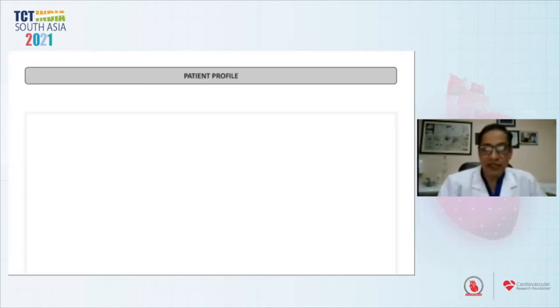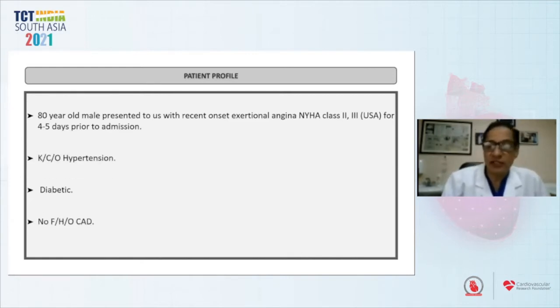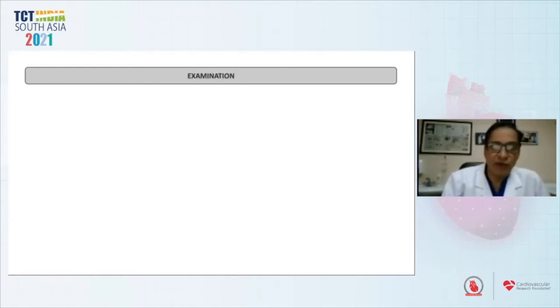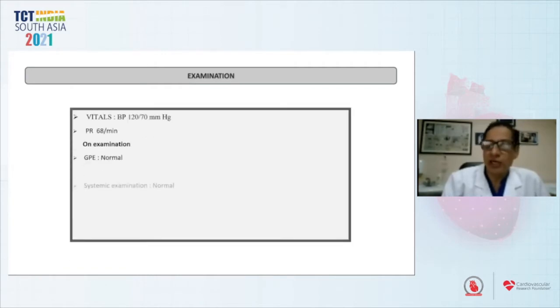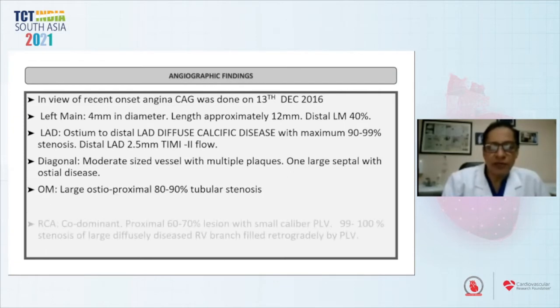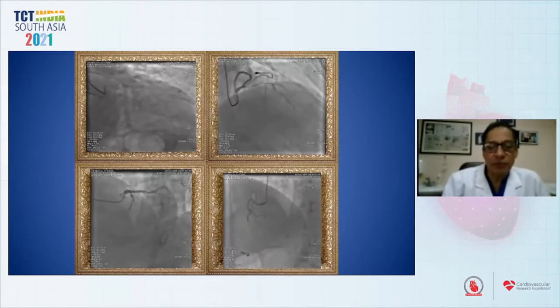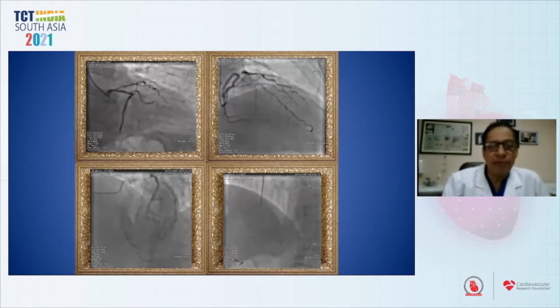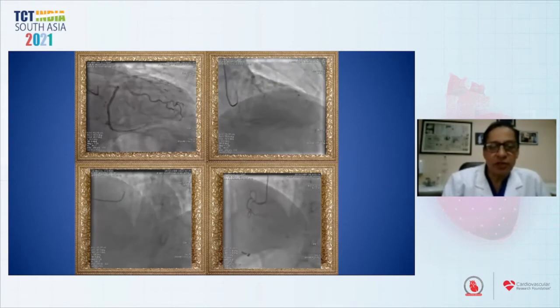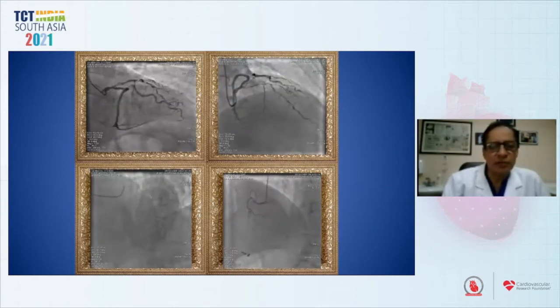So we had an 80-year-old patient who presented with recent onset angina, hypertensive, diabetic, no family history. The examination was non-contributory. It was all normal. Echo was normal. And angiogram, as you see, had diffuse calcified LAD disease right up to the distal LAD, and an OM which was around 80% ostial. That was the only major OM. There is another one which is small and 100% occluded.